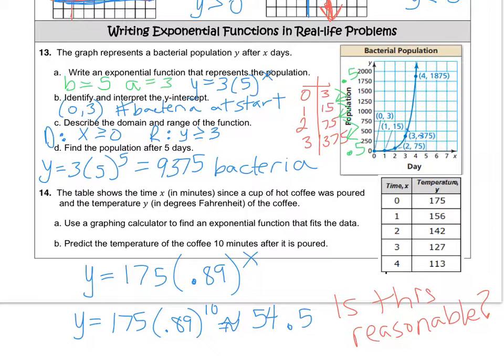If that cup of coffee is just sitting on a table in a normal temperature room, it does not seem reasonable that it's going to cool down to 54 degrees. The room's probably around 70. The coffee's not going to cool down below that. So you always need to ask yourself once you get an answer, is this reasonable? And the answer to this would be no. At some point, this is going to hit room temperature, and it's not going to keep getting colder unless we refrigerate it.